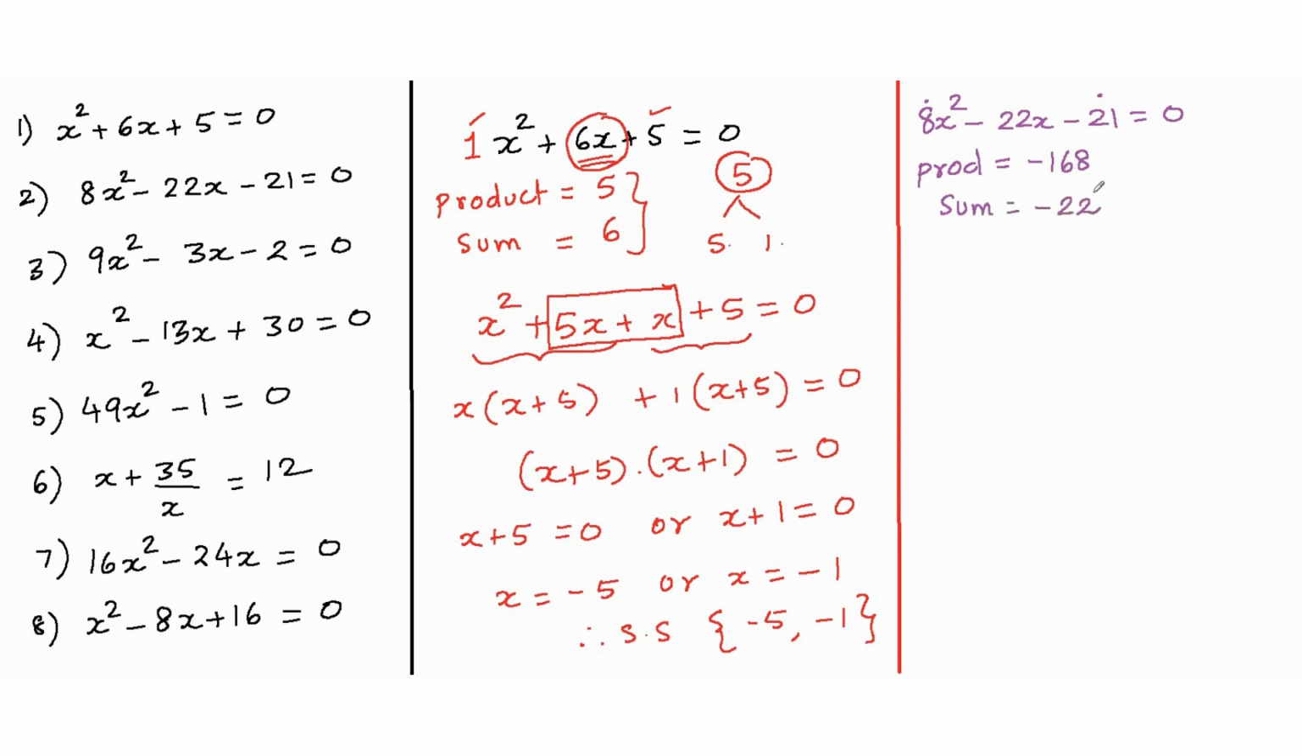So the product is negative, which means one of the terms is negative and the other term is positive, and the sum is negative, which means the bigger number is negative, right? So let's take negative 168 and let's start splitting it.